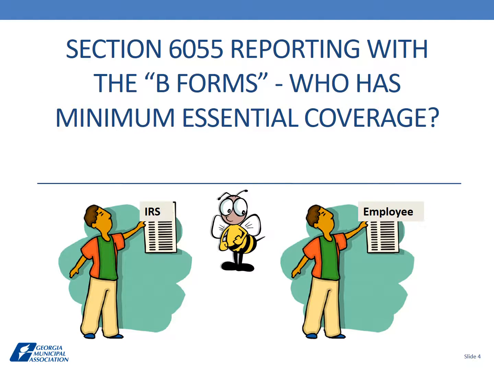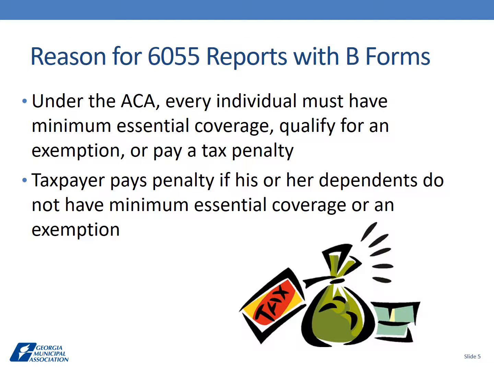The big question for 6055 reporting with the B forms is who has minimum essential coverage. There's one report that goes to the IRS, and it includes a copy of all the reports that go to the employees, and the other report goes to employees, individuals who are actually enrolled in minimum essential coverage.